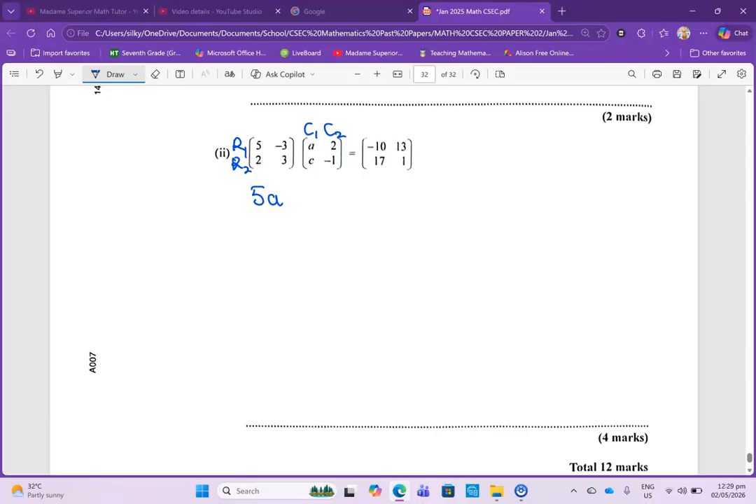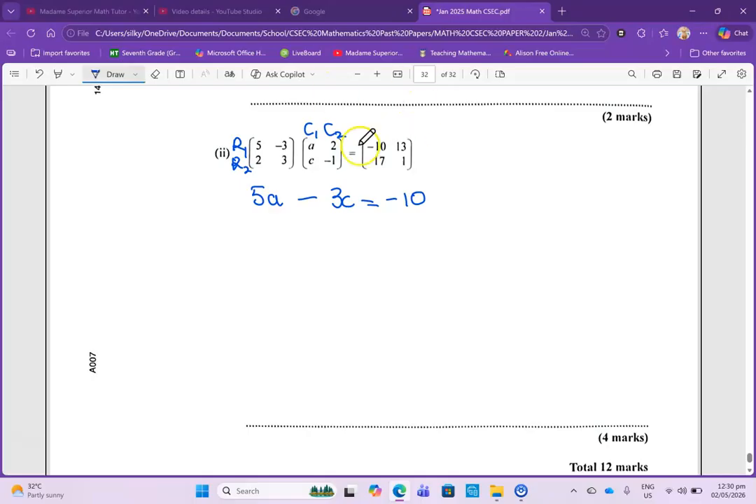When I'm multiplying the two matrices together, row 1 by column 1 first, so it will be 5 times a, plus minus 3 by c, and of course the plus and the minus gives a minus, so I'm going to change that one time. So 5a minus 3c, and that will be equal to that first number, negative 10. So that is one equation with a and c.